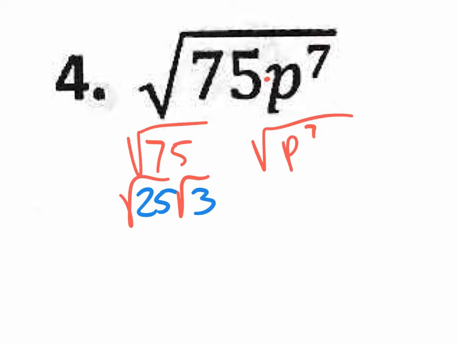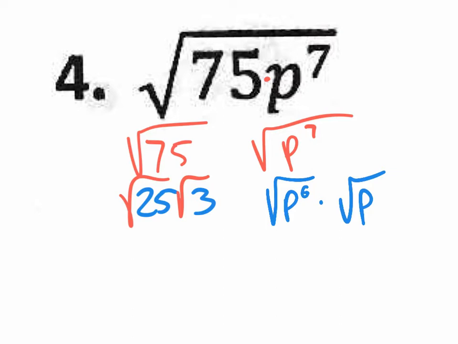Now, same concept over here, guys. p to the 7th, since it's a square root, you want it to be divisible by 2, and it's not. So you want to rewrite it with multiplication to get something divisible by 2, kind of like p to the 6th, right? So on the other one, I'm going to split it to p to the 6th times p. Does that make sense?